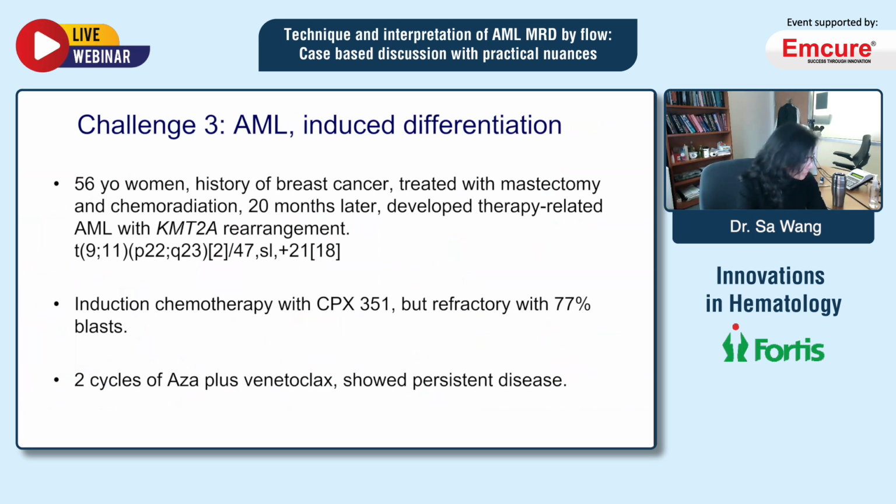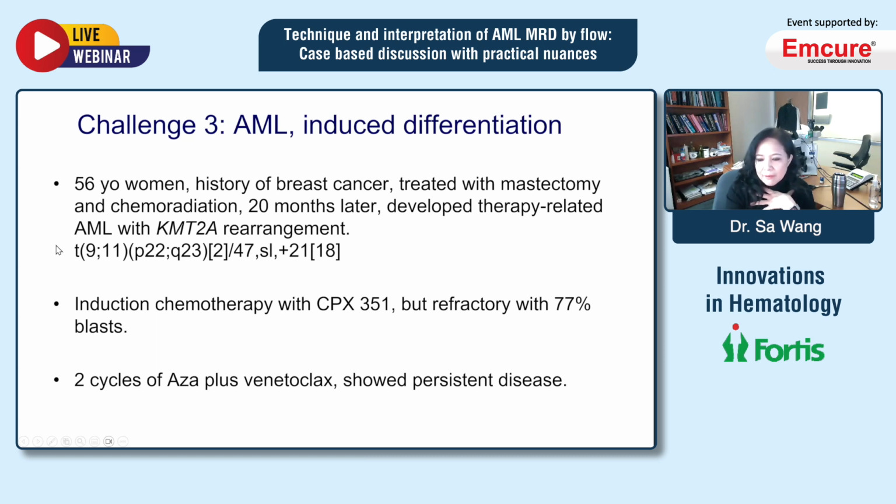I'll spend maybe another 5 minutes to talk about the last case. Then we can have some time for discussion. So challenge number 3 is AML differentiation induced by treatment. We know now we have a lot of AML treatments that can induce differentiation, right? This patient is therapy-related with KMT2A rearrangement. The patient had induction chemotherapy, but was primary refractory and still had 77% blasts.